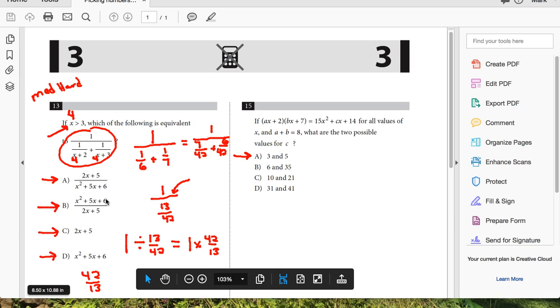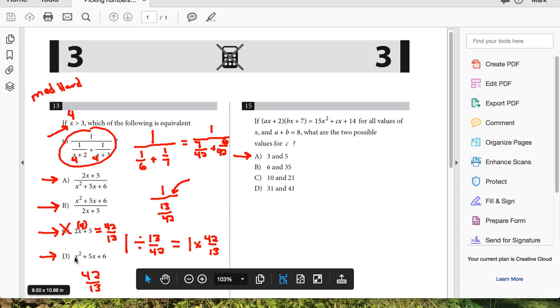42 over 13. So let's start with the simplest answer choice right here, answer choice C, 2x plus 5. Could that be equal to 42 over 13? Well, again, keep it simple. We've got to put in the same number for x that we used up in the question. Now we're trying out the number 4 for x in the answers. 2 times 4 is 8. 8 plus 5 is 13. Oh, well, that's kind of interesting. We get the denominator. It's equal to the denominator, but not 42 over 13. So it's not answer choice C.